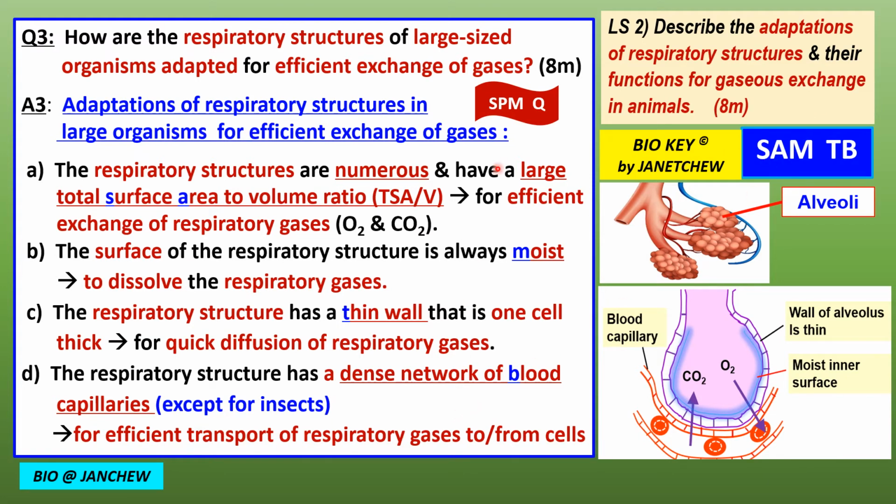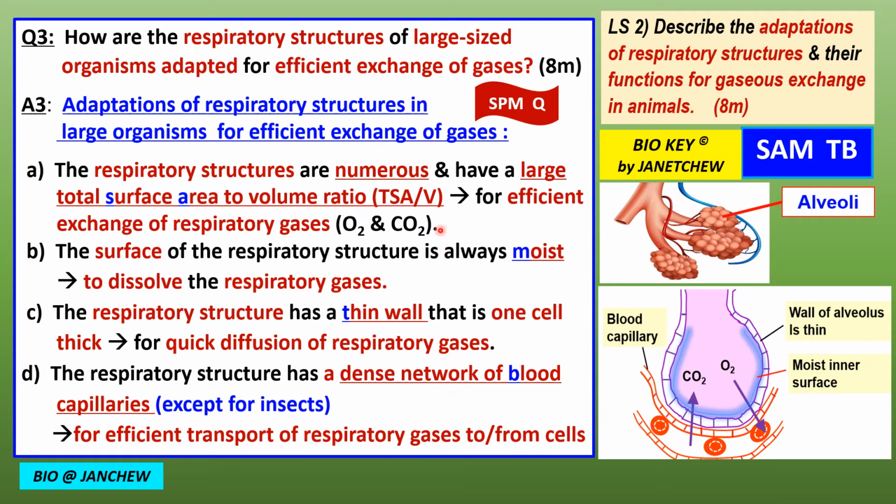SA stands for surface area, M for moist, the respiratory structure is always moist, T for thin, the wall of the respiratory structure is always thin, and B for blood capillaries. Okay, the respiratory structure is a dense network of blood capillaries.